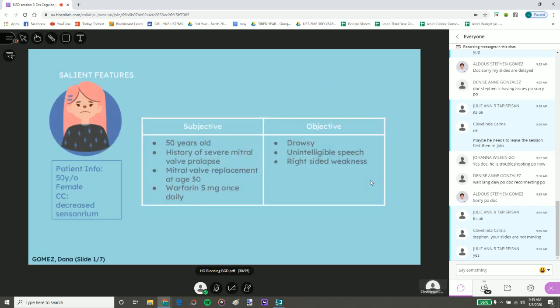So we have a 50-year-old female that was brought to the emergency department for decreased sensorium. For the subjective data, she has a history of severe mitral valve prolapse for which she had mitral valve replacement at age 30. She is maintained on warfarin 5 milligrams once daily. And moreover, on physical exam, she is drowsy with unintelligible speech, and motor examination reveals right-sided weakness.